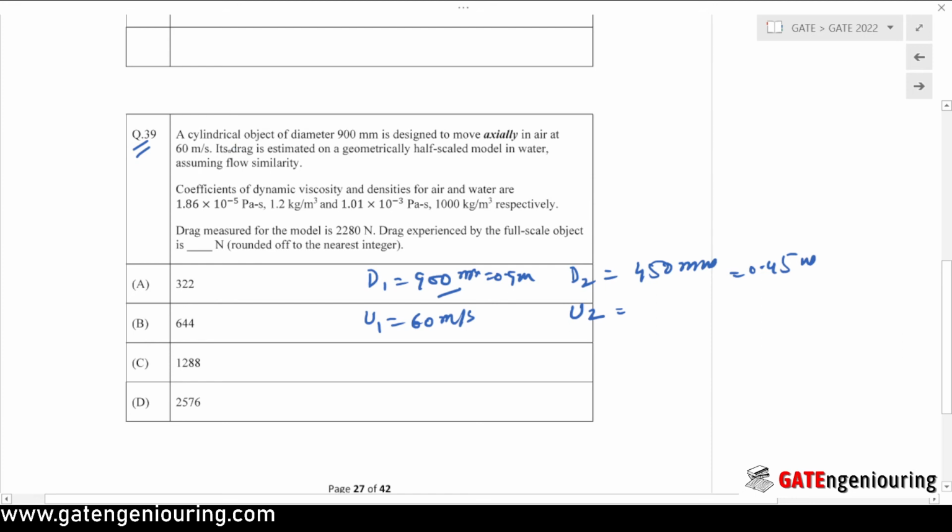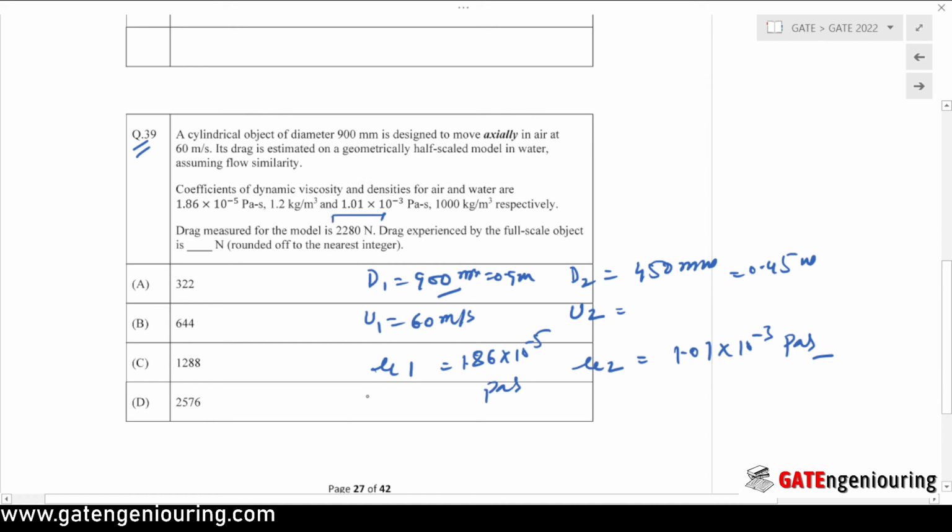So its drag is this, but what else is given from here? So mu1 is given and mu2 is given. So mu1 is basically for the air, which is 1.86 into 10 raised to power minus 5 Pascal second, and mu2 is 1.01 into 10 raised to power minus 3 Pascal second, respectively. Okay, so the drag is measured from the model, which is being tested underwater.